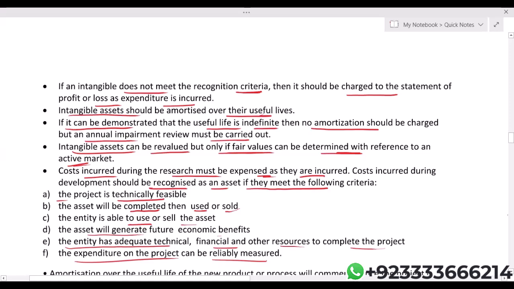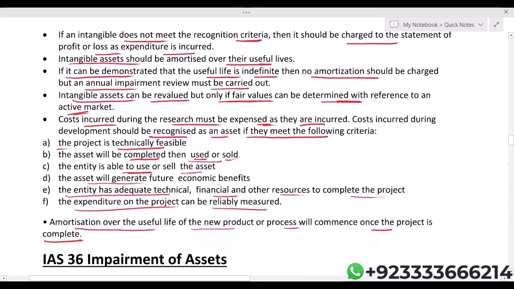And the conditions are: the completion of the project is technically feasible. The asset will be completed and then used or sold. The entity is able to use or sell the asset. The asset will generate future economic benefit. The entity has adequate, sufficient technical, financial, and other resources, and the expenditure can be measured reliably.